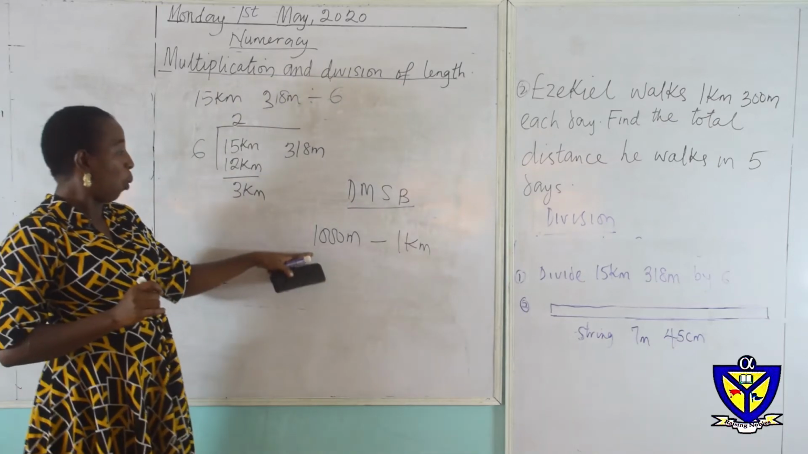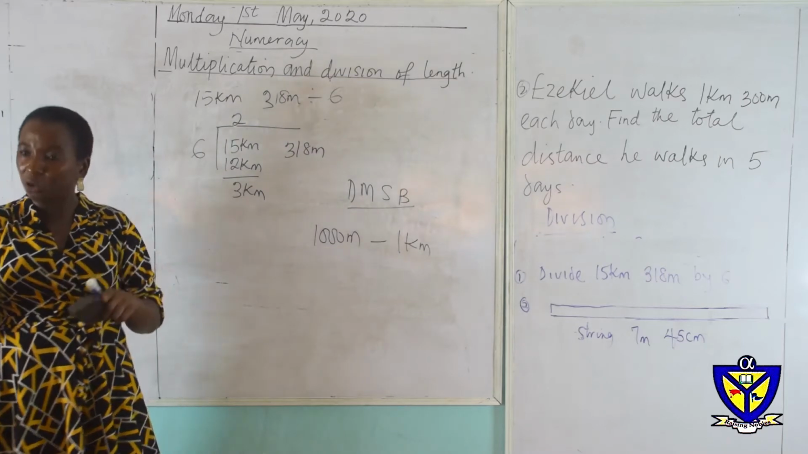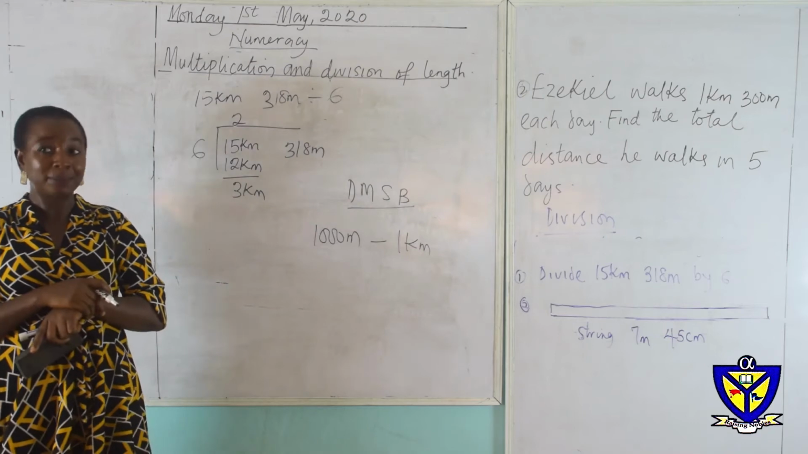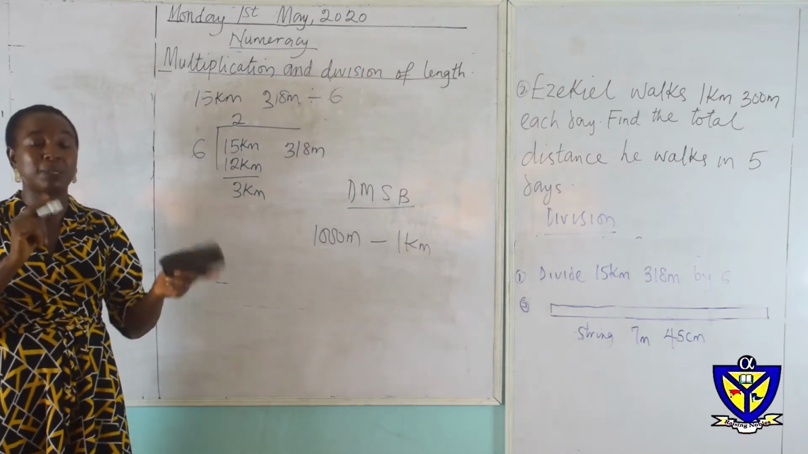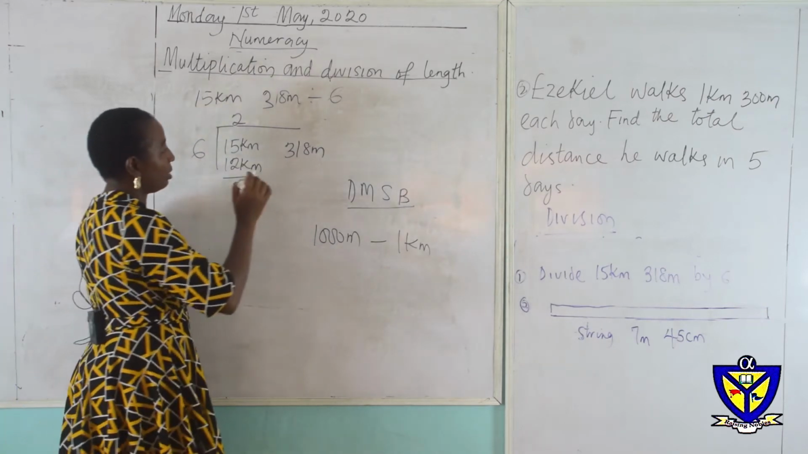And don't forget, 1,000 meters gives 1 kilometer. So if you have 3 kilometers, how many meters are you going to have? Of course, 3,000. How do you think you get 3,000? Just multiply 3 times 1,000. You're going to have 3,000. So we're going to write it here.